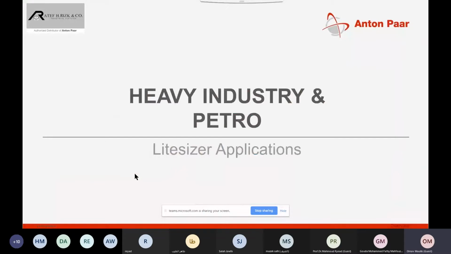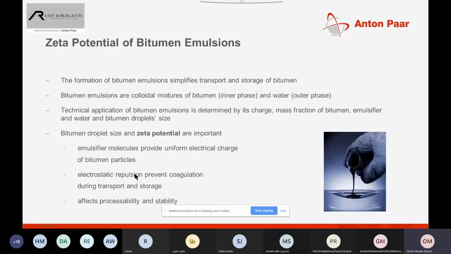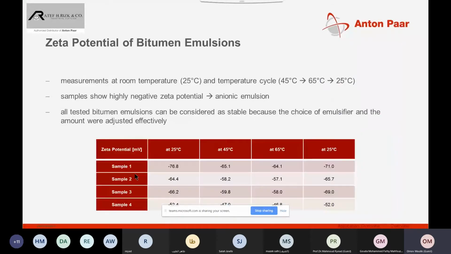Another application you have is in heavy industry and petro. When we talk about zeta potential of bitumen emulsion, it is definitely very important in order to determine the storage stability of that bitumen emulsion, be it anionic or cationic. So what we have done is a temperature dependent study. You can see over here.